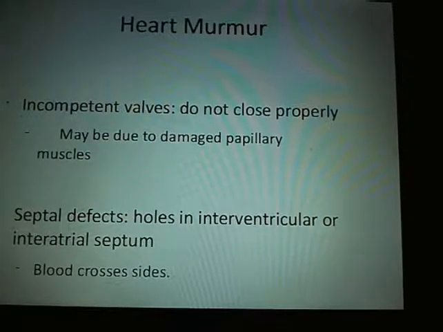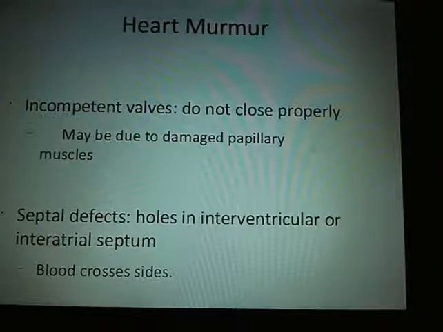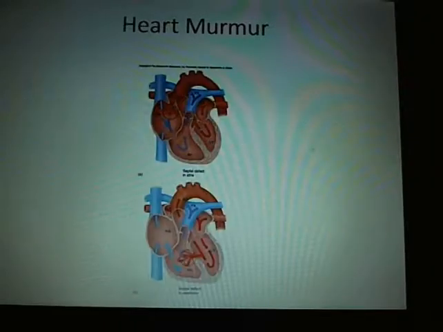In heart murmur again, incompetent valves do not close properly. Instead of hearing just the lub, you'll hear the lub, and then you'll hear the backflow. Or you might have a septal defect, a hole in the interventricular or interatrial septum, and the blood is simply flowing through that hole, and you can hear that with a stethoscope, and that again is another type of heart murmur. Here is a diagram. As you see, the blood is not flowing as it should be. It's kind of gurgling and backflowing.